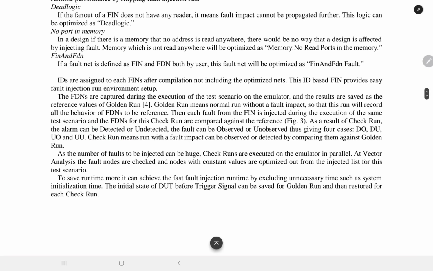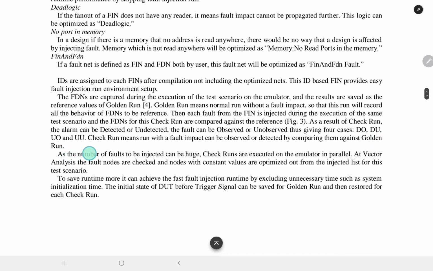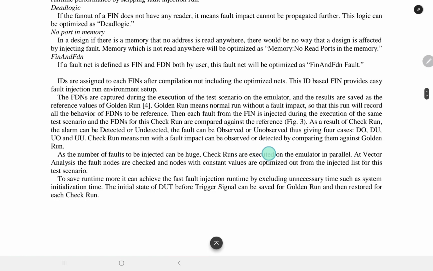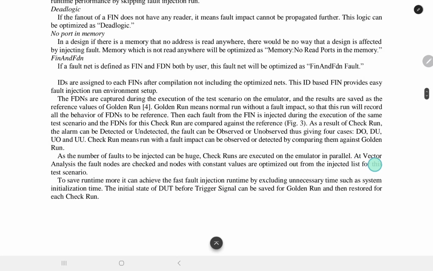Check run means the run where the fault impact can be observed or detected by comparing against the golden run. The check runs are executed on the emulator in parallel. At vector analysis, the fault nodes are checked, and the nodes with constant values are optimized out from the injected list for this testing scenario.